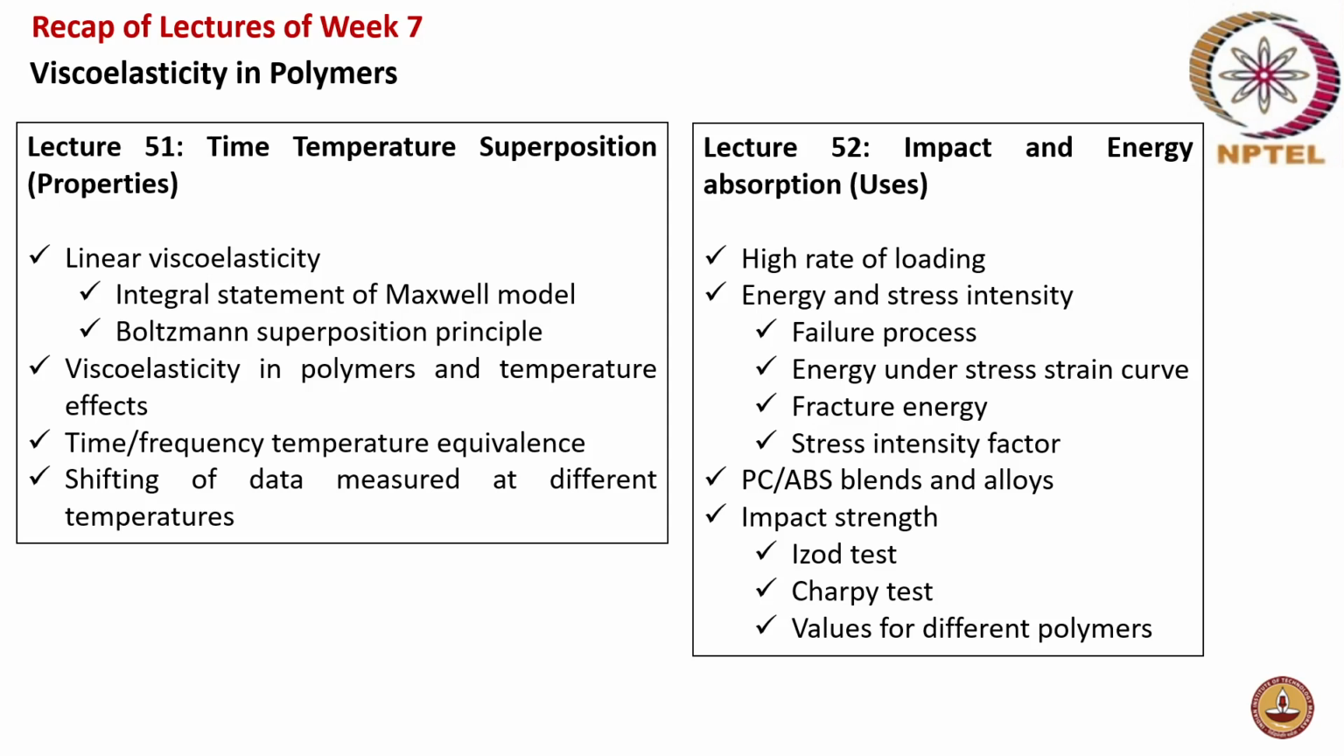And then the last lecture for the week, lecture 52, was on impact and energy absorption. So what is a high rate of loading? And then energy and stress intensity, what are the failure processes, energy under a stress strain curve, fracture energy, and stress intensity factors were discussed. And then the polycarbonate ABS blends and alloys, right? And the impact strength, what are the commercial tests available, like the ISO test, Charpy test, and values for different polymers were all discussed in lecture 52.